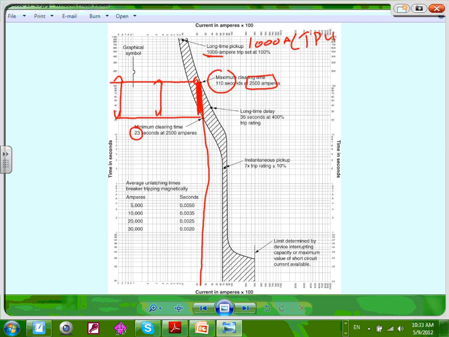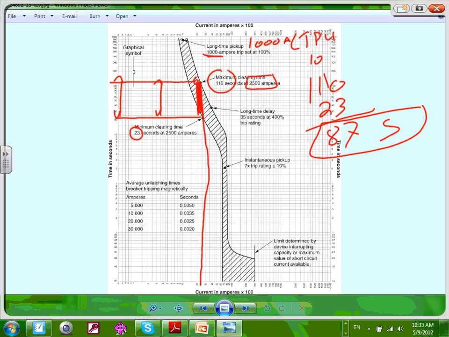So if we do the math here, 110 minus 23, so 10.7, that will be 10.8, right? Did I do it right? So it will take 87 seconds for this circuit breaker. Within 87 seconds, the circuit breaker will interrupt the circuit, from the time it says.